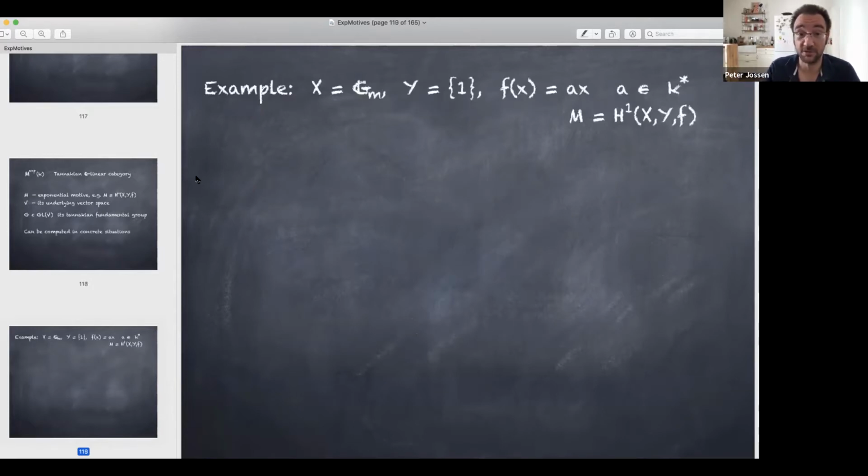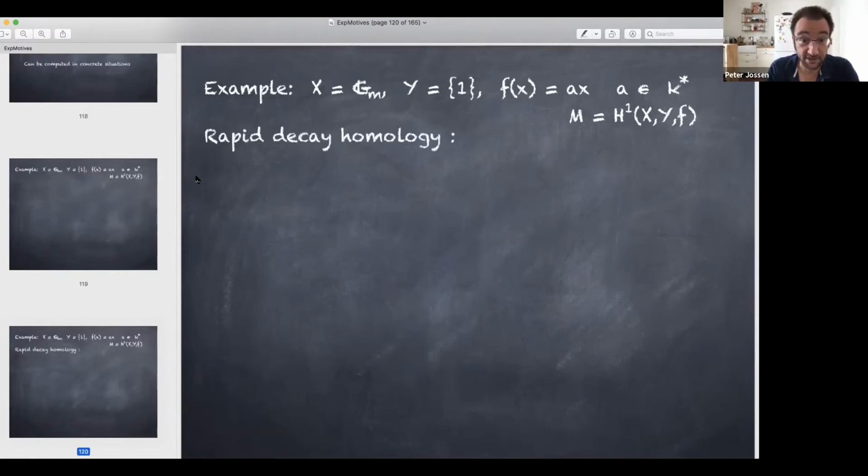I want to show you how this works. So this time I'm changing the setup. Now my variety is G_m, that's the affine line with the origin removed. I'm taking a subvariety, just the point 1. And my function is a linear function, f(x) = a x for some non-zero scalar a in the field. And then I'm looking at the motive H^1 of X, Y, and f.